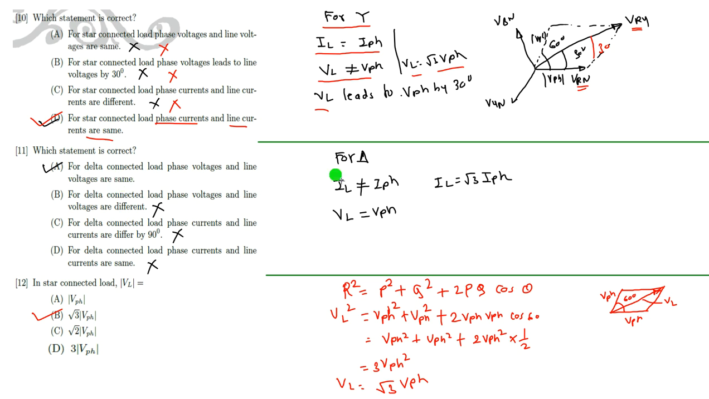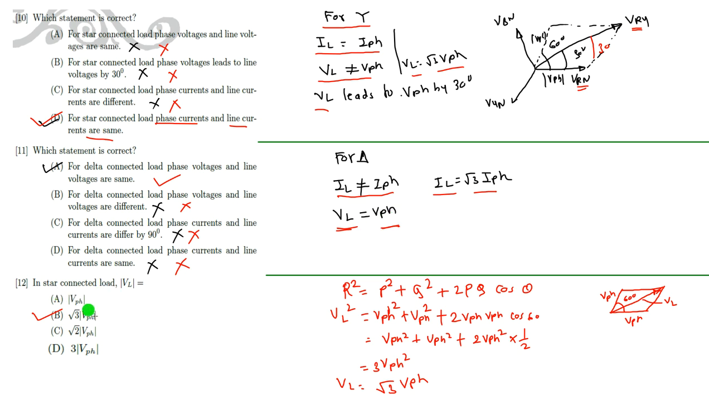This is for delta connected load. For delta connected load, IL is not equal to IPH. IL is root 3 times IPH and VL is equal to VPH. So from this we can conclude, let us read the statements. For delta connected load, phase voltage and line voltages are different. No, they are same, so this is wrong. For delta connected load, phase currents and line currents differ by 90 degrees. No, this is wrong. For delta connected load, phase voltages and line voltages are same, that is, VL is equal to VPH. So this statement is correct.